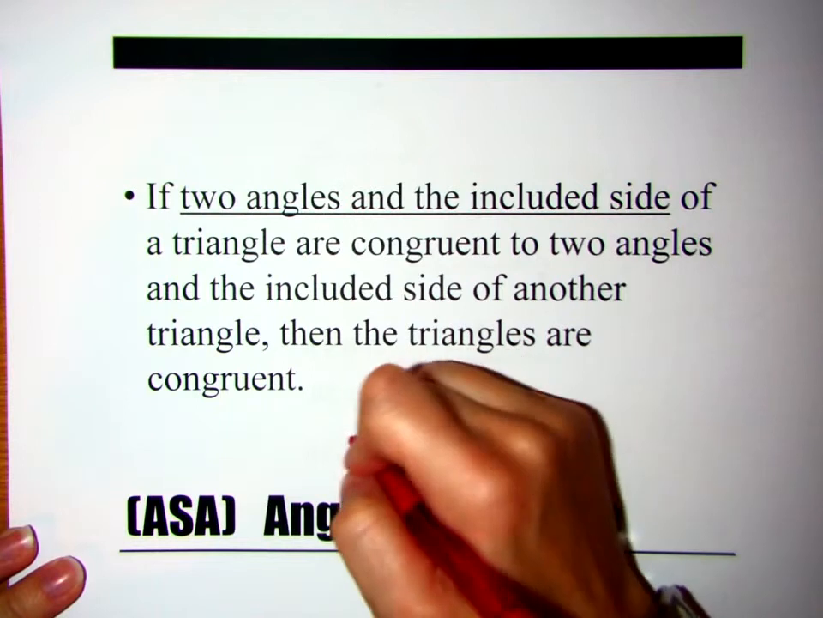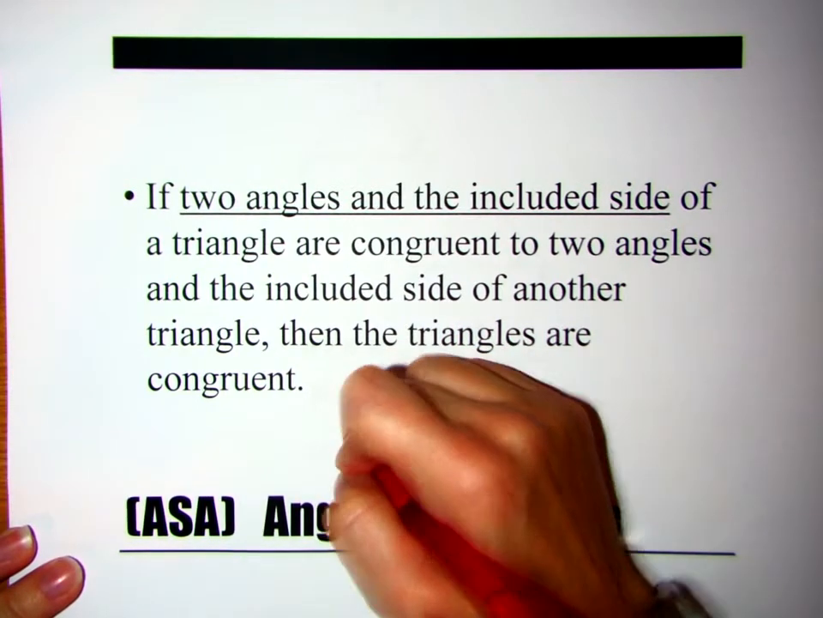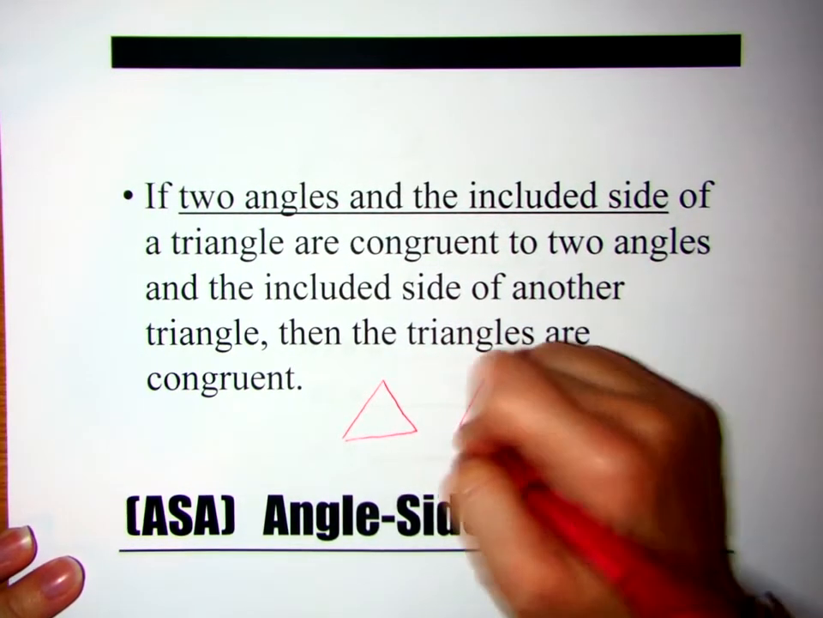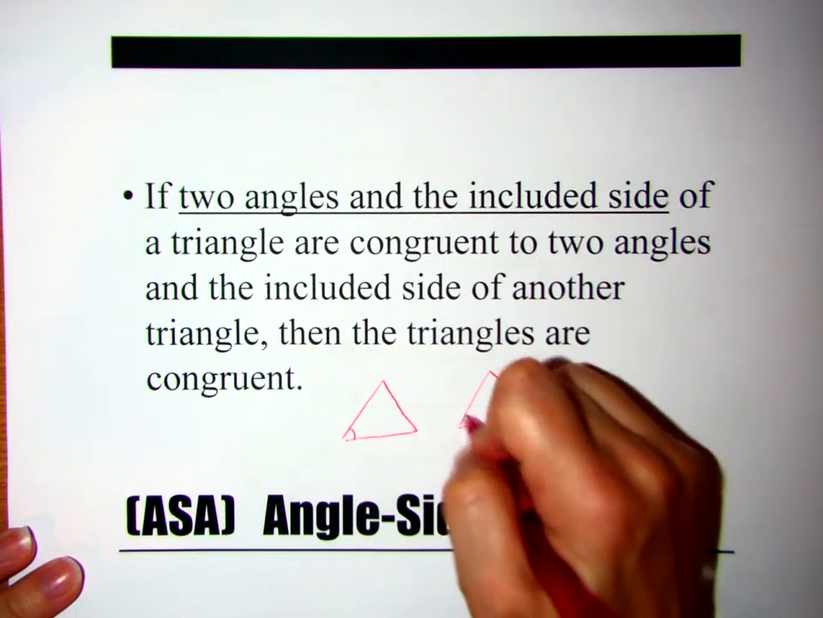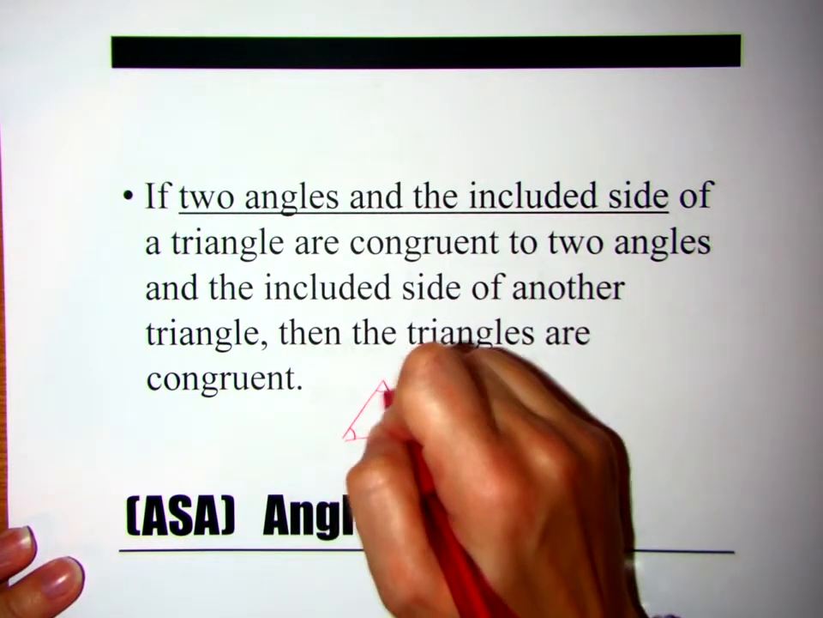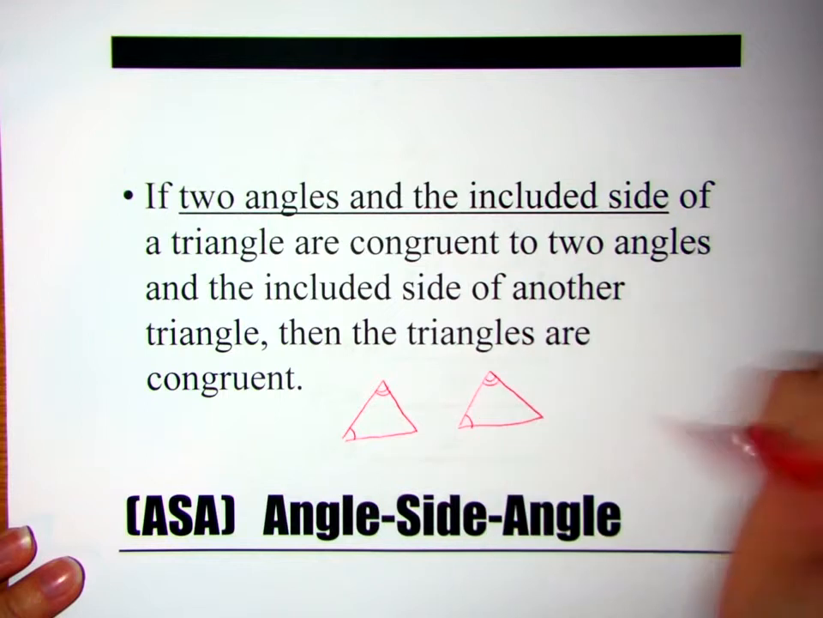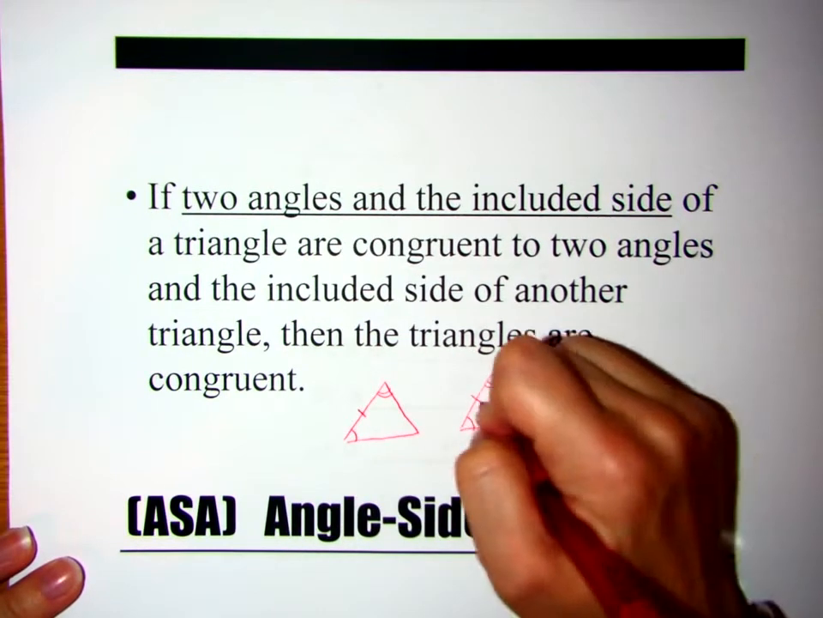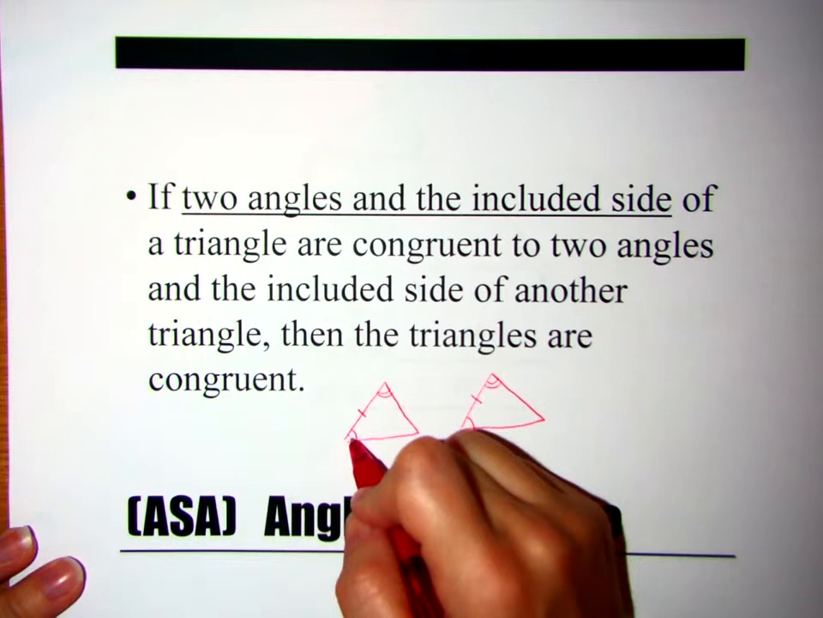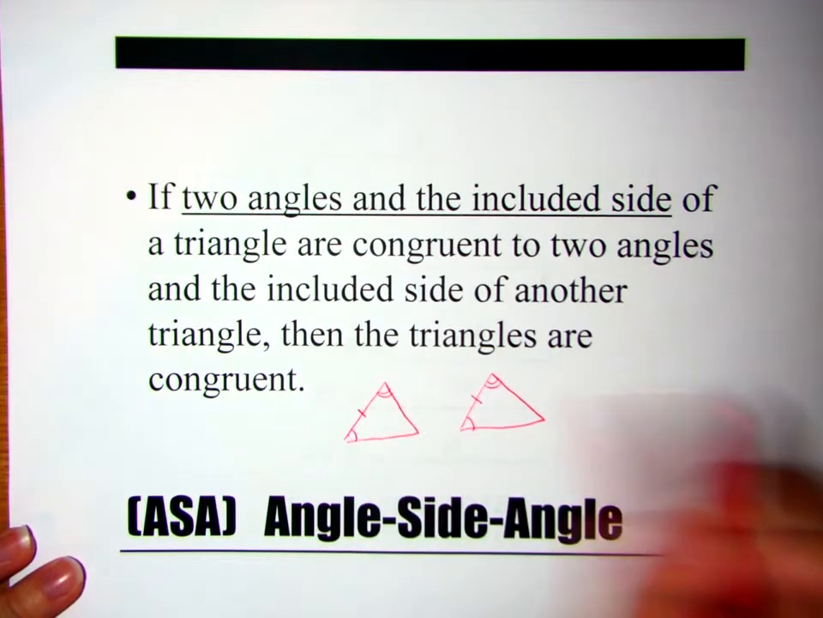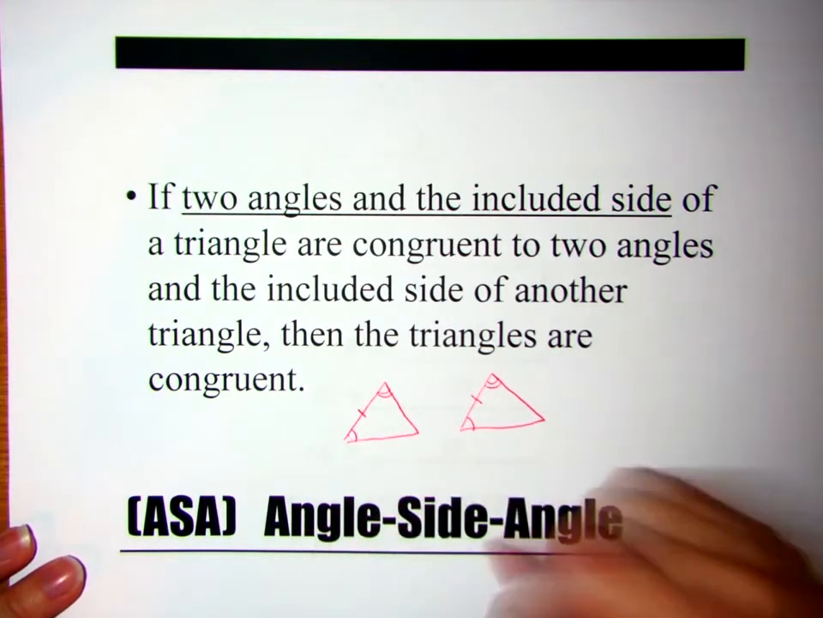So let me draw you a quick picture. If we have a triangle here, and we have a triangle here, we would say this is congruent to this. Then this angle is congruent to this angle. And here's your included side. It's the side in between these two angles that we're looking at. Then you can call these two triangles congruent by ASA.